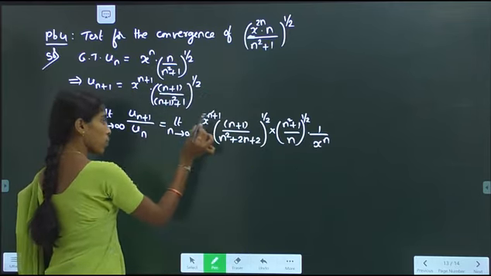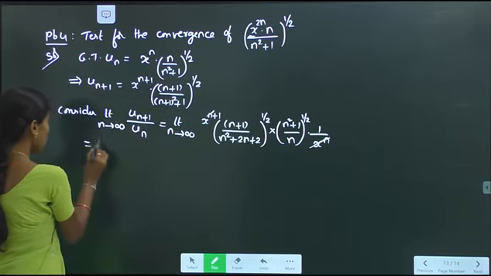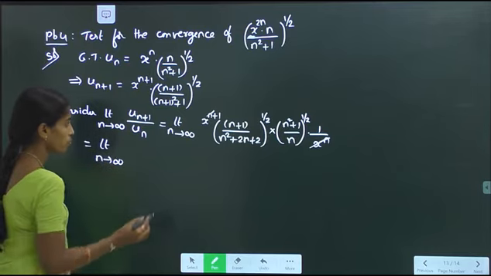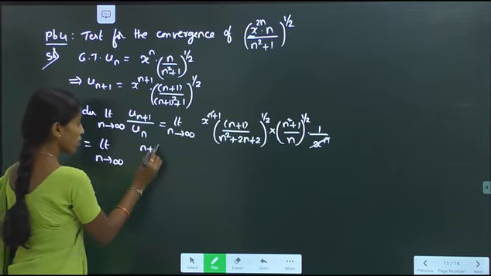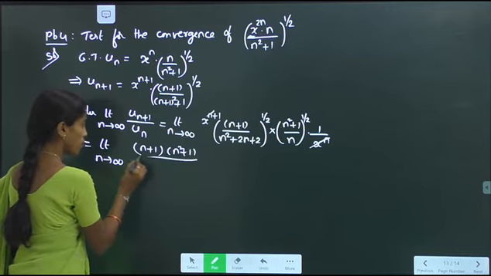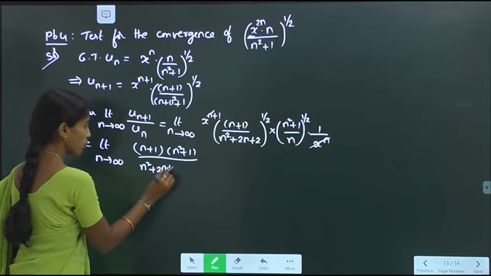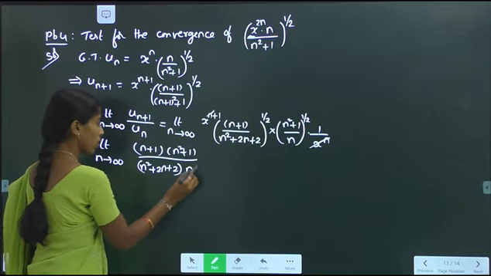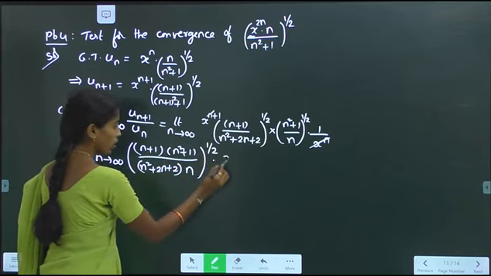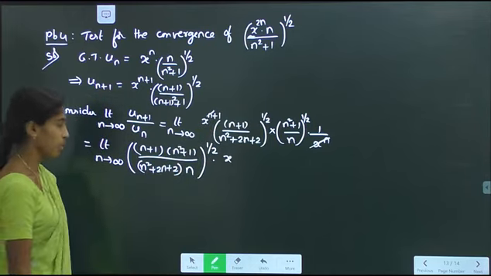Here this x to the power n cancels with this term, right? So which is limit n tends to infinity. What is remaining? (n plus 1) into (n square plus 1) by (n square plus 2n plus 2) into n, this term whole to the power half, into x, because x to the power 1 is remaining.